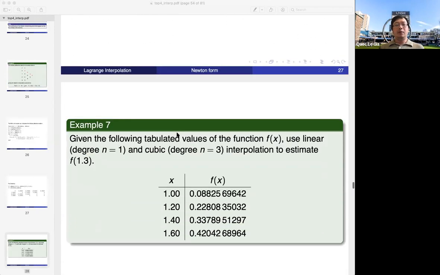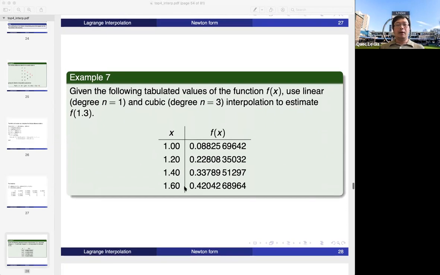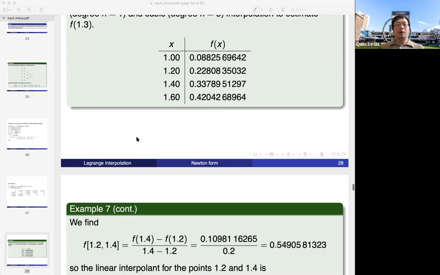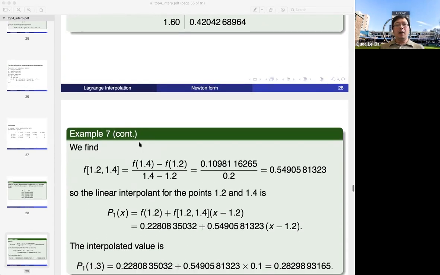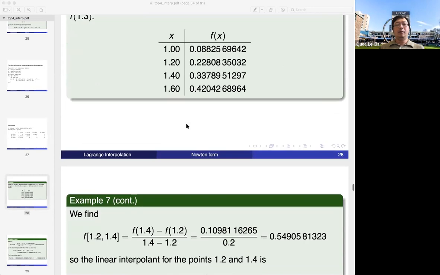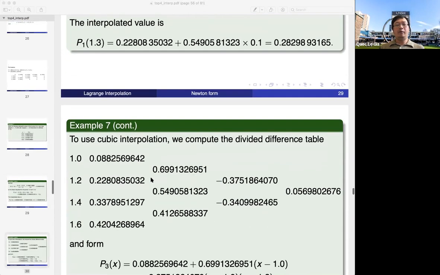And now this one is just another example. So we have a different data set, and then we use the cubic to estimate what is f at 1.3. So first you construct a line, so this one uses a linear. So what is a line or cubic? For a line, it's easy, you can write out the equation. But for the cubic, you have to compute the divided difference table.